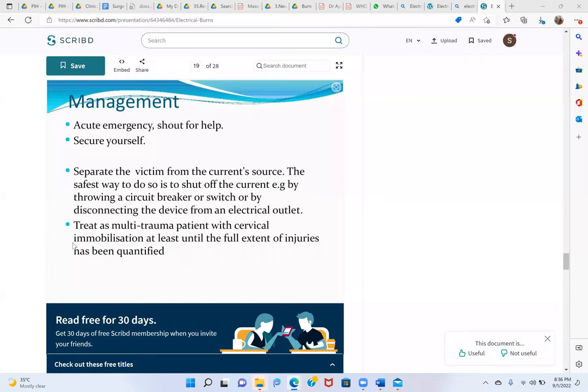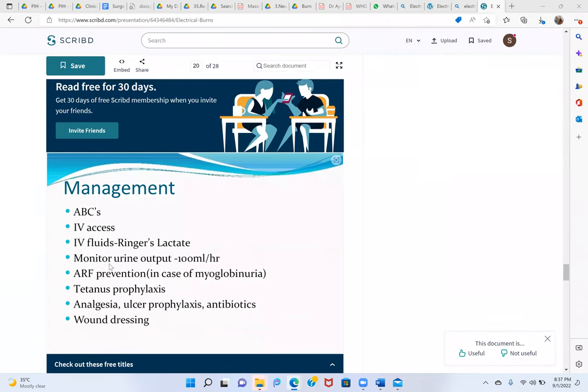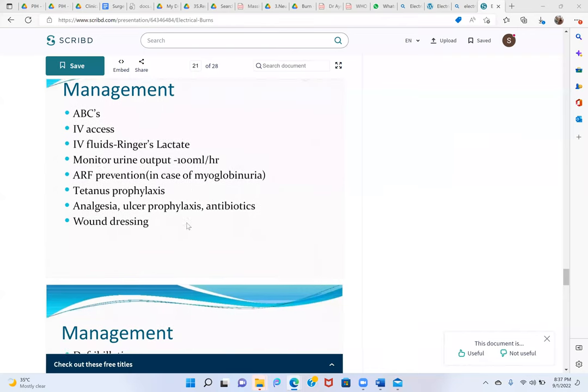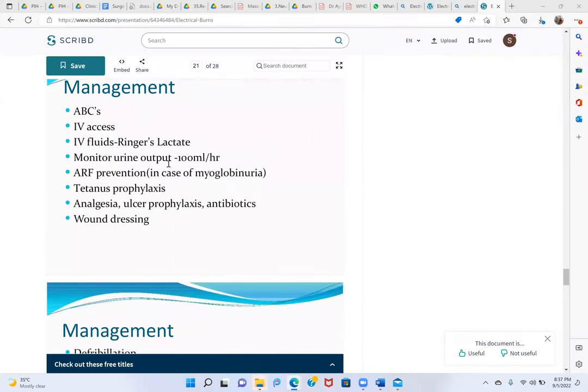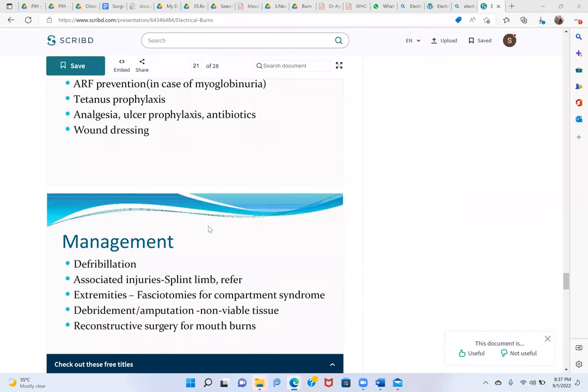Because if the patient is not conscious, then your approach will be, as I told you to start with, airway, breathing, circulation, disability. So ABCs, IV access, IV fluids, Ringer lactate. This is just basic, a general management. So you will monitor urine output, because you have a risk of myoglobinuria and rhabdomyolysis. Okay, so tetanus prophylaxis, analgesia, ulcer prophylaxis.